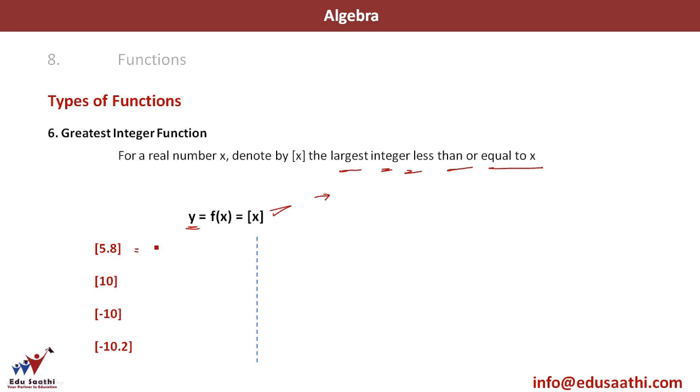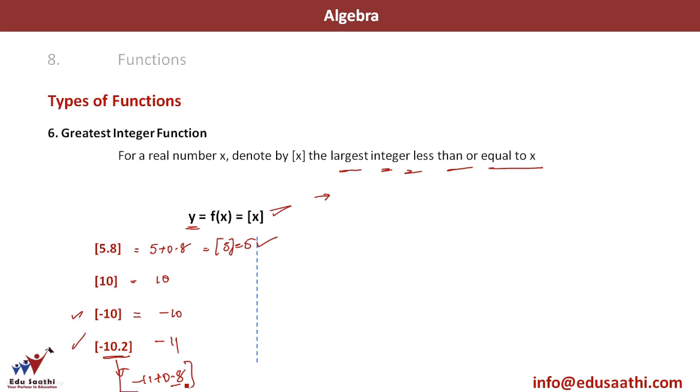So 5.8 would be written as 5 plus 0.8. So the greatest integer function for this would be 5, or I will write it simply as 5. 10, is this 10.0? It will be 10. Now for minus 10, my answer would be different. For minus 10, the greatest integer function would be minus 10. For minus 10.2, it will be minus 11 because it is written as minus 11 plus 0.8.